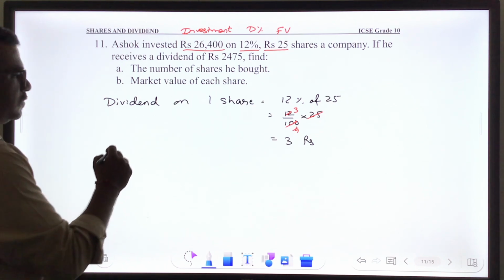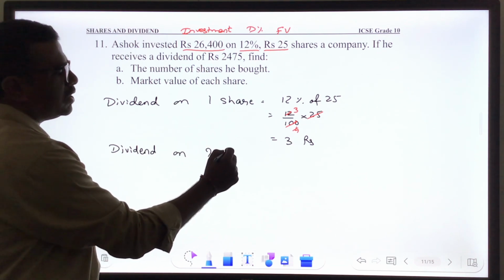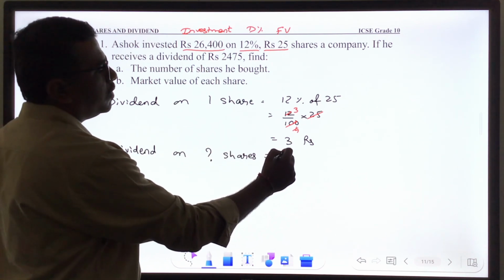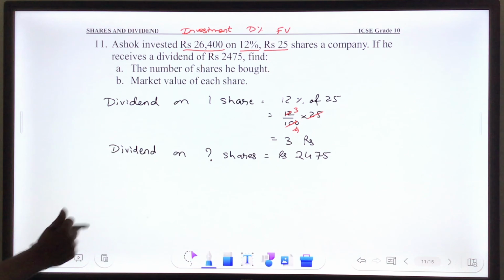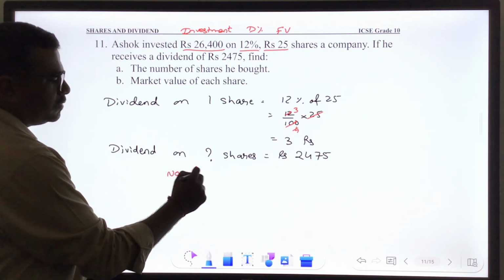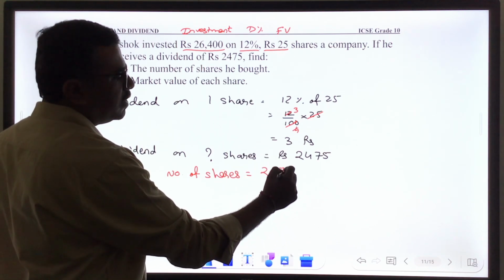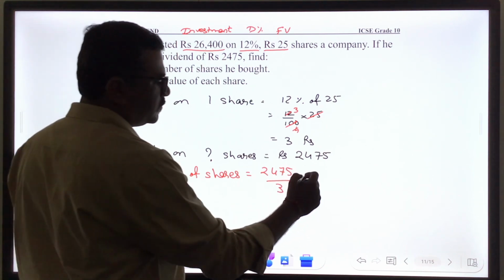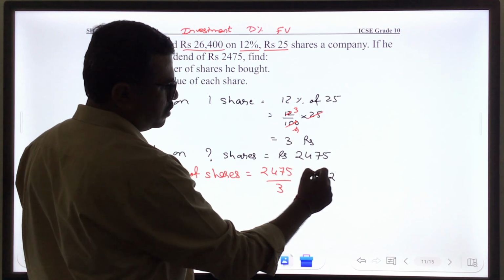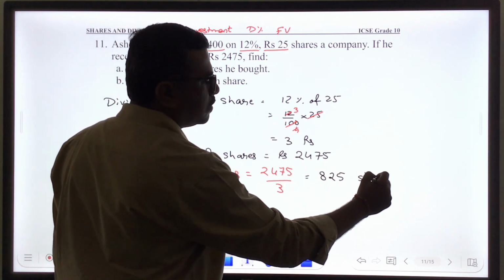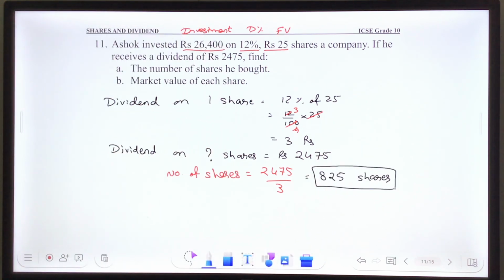So dividend on how many shares will be rupees 2,475? Using the unitary method, we get the number of shares by 2,475 divided by 3, which is 825. So the number of shares purchased was 825.